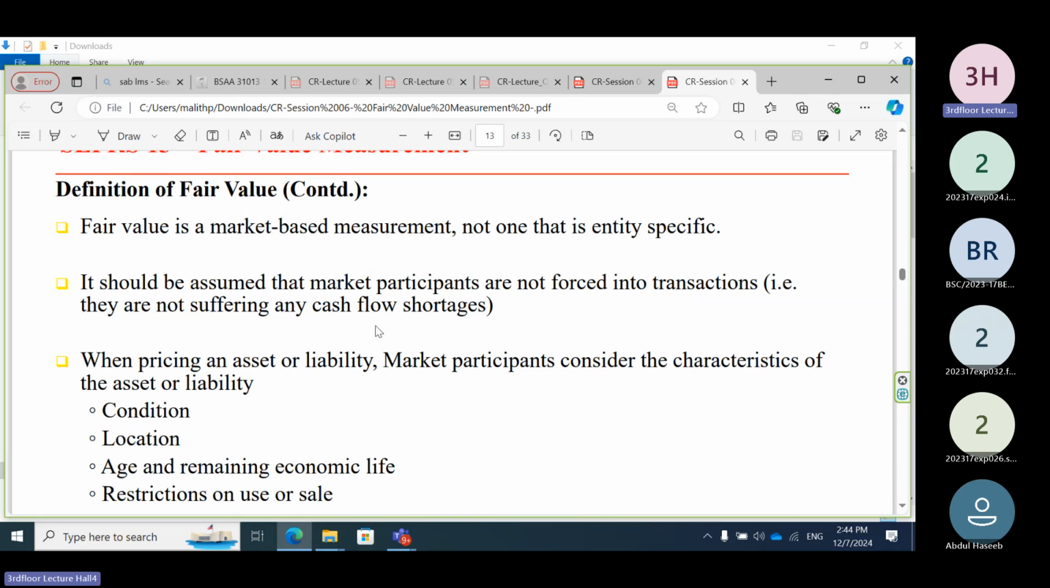It should assume that market participants are not forced into transactions. Yes, we discussed this.